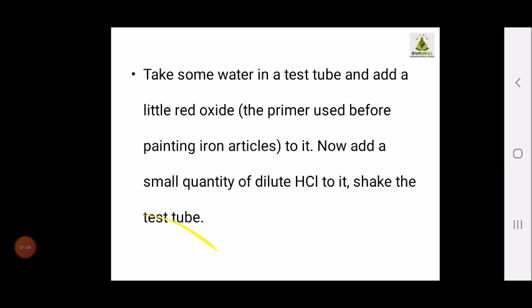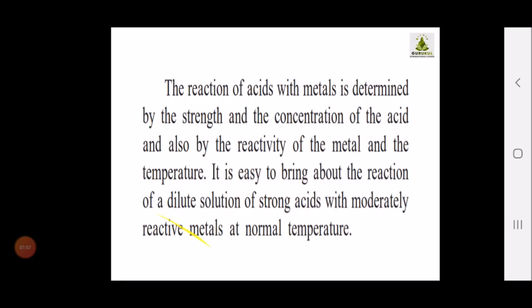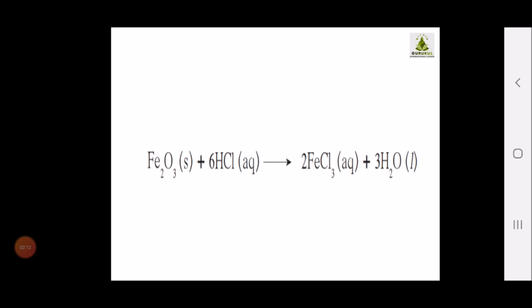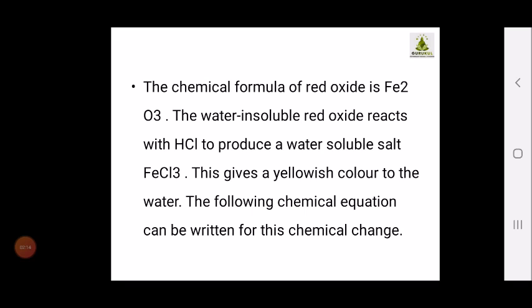Now see children, we have studied the effect of different products. First we studied what happens when acids react with metals, then what happens when acids react with oxides of metals. Children, I request you all to watch the videos twice and read the textbook, so that whatever queries are there can be understood and solved by self-study also.